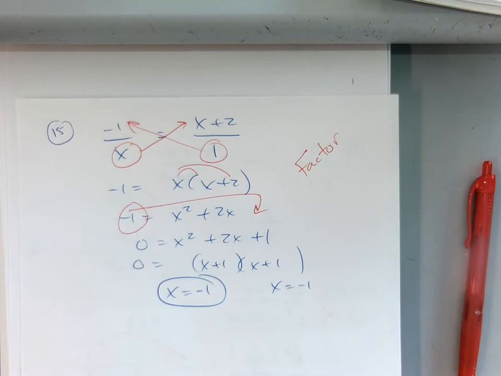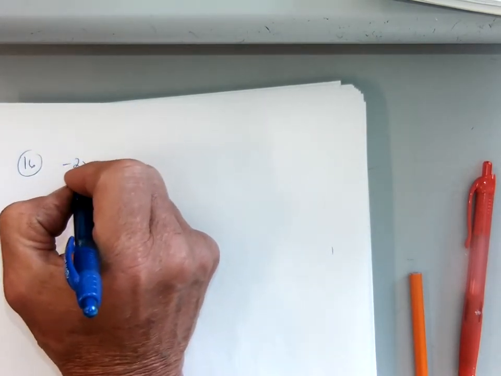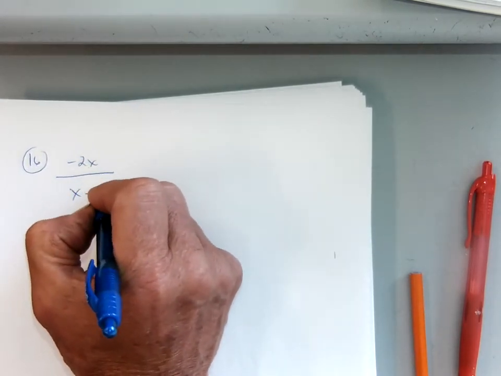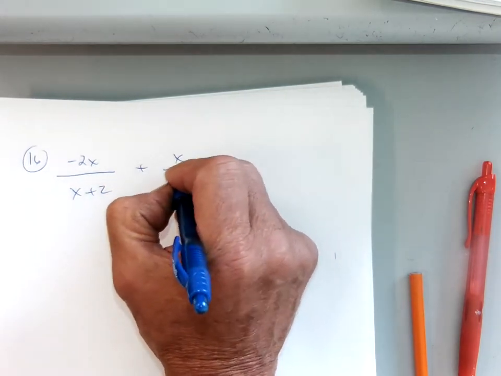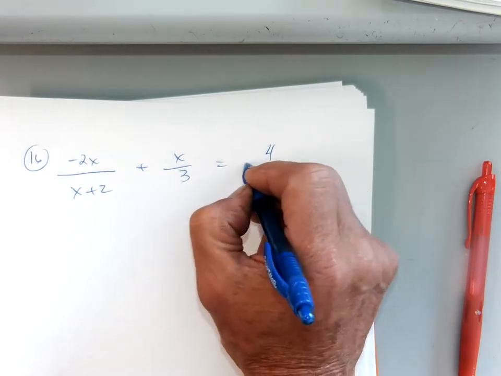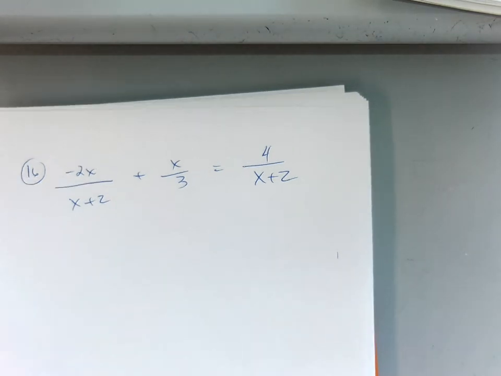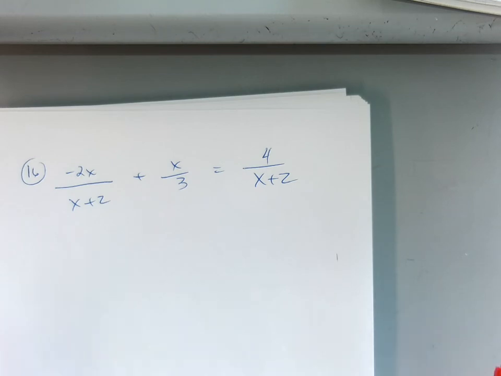Okay, ready? Okay, let's look at number 16. All right, 16 is going to take some work, but I know we can do it. I have a negative 2x over an x plus 2 plus an x over 3 equals a 4 over an x plus 2. Okay, what do you think? Well, I need a common denominator, right? Times it by x plus 2 and 3. Yes, that would work.